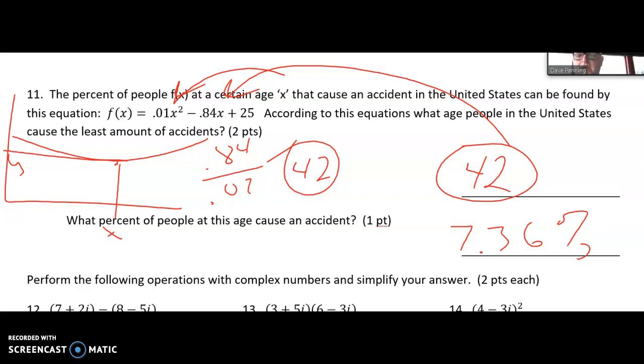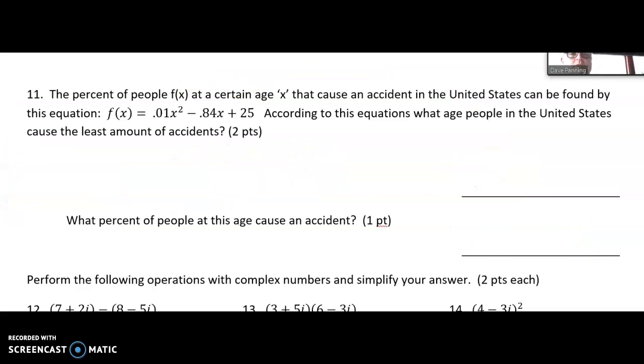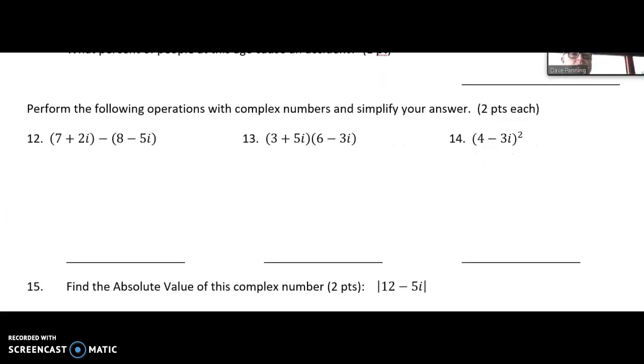I don't know if that's true or not. I just kind of made that up, but that's what the answer to this question would be. And we could do that on our calculator by finding the minimum point as well. So let's move on to 12, 13, and 14.